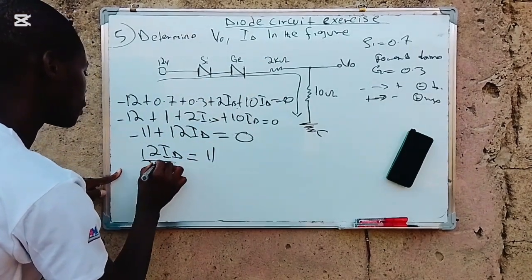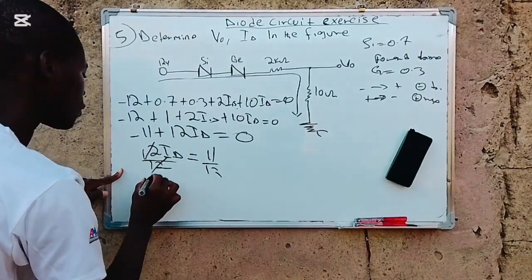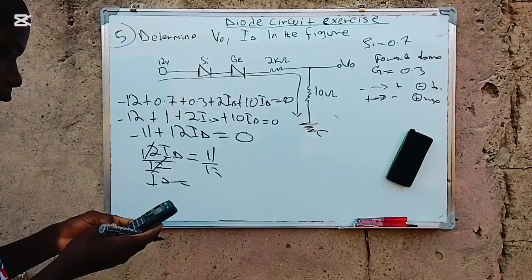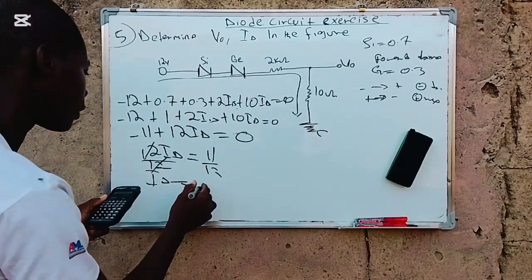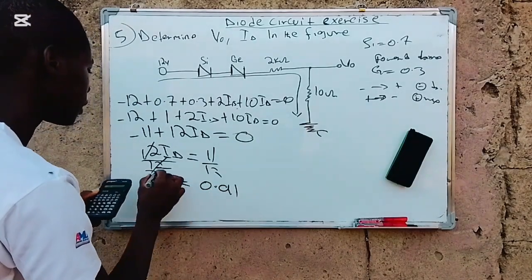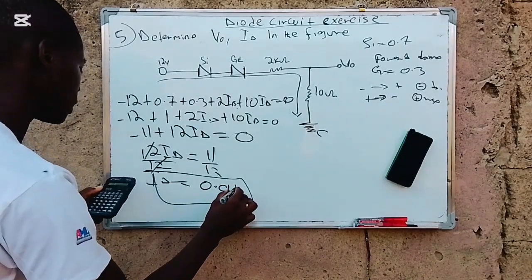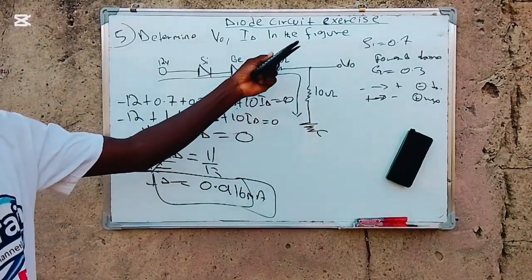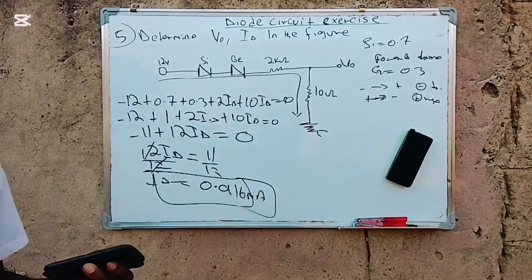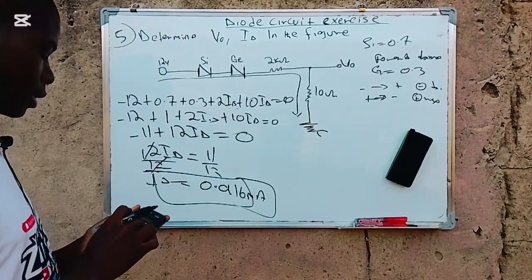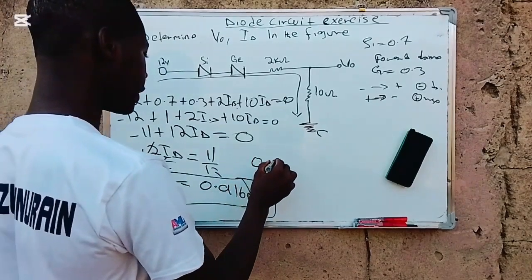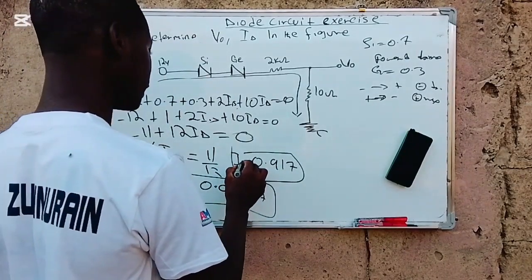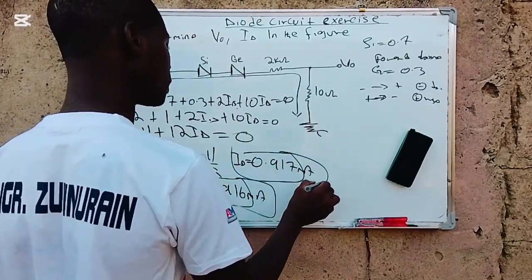Divide both sides by 12. 12 will cancel 12. The value of ID should now be equal to 11 divided by 12, I'll get 0.916 milliamps. Because of this kilo, I have to put milliamps. Yes, but you can put 0.917 approximately. So therefore the ID is equal to this many milliamps.